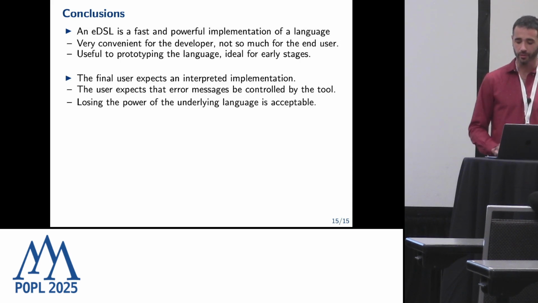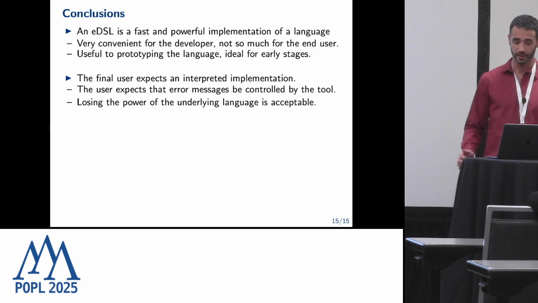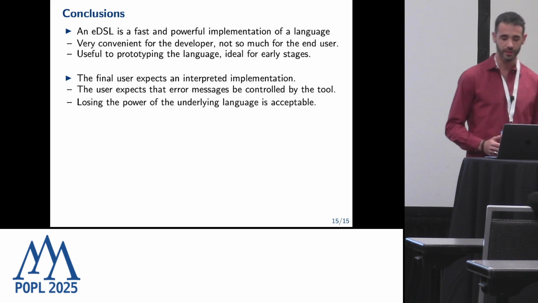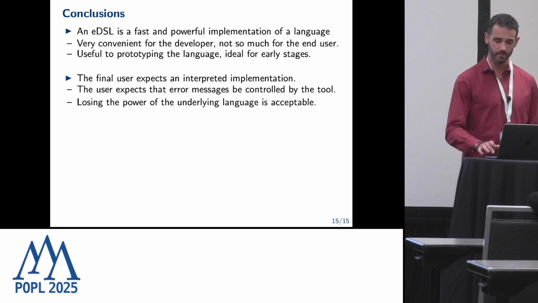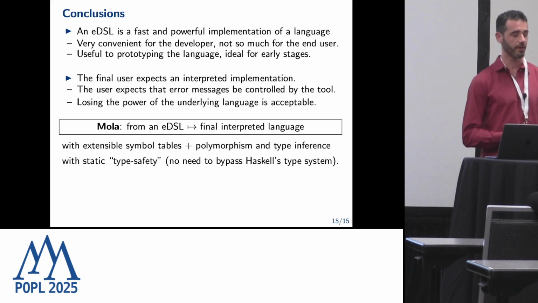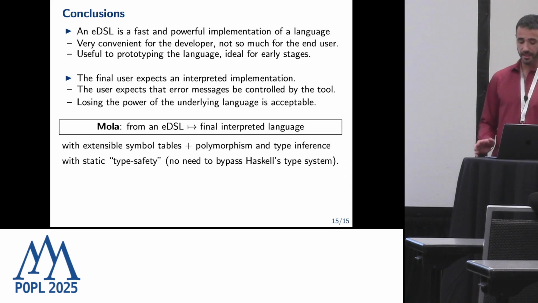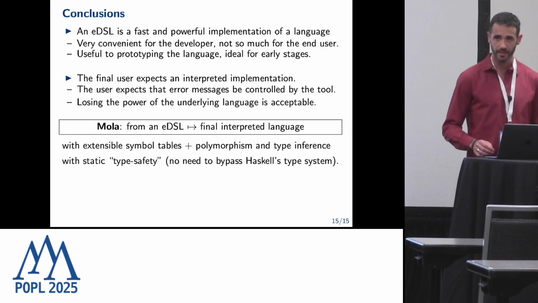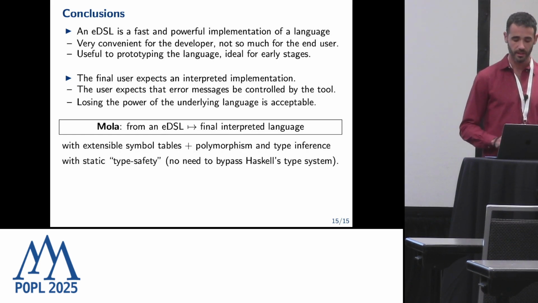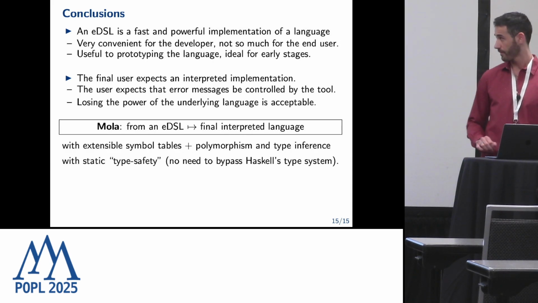But an end user will usually expect an interpreted implementation. So the error messages have to be in the realm of the tool itself and not the underlying language. And usually losing the whole power of the underlying language is acceptable. So with Lola, we found a way to move from an EDSL to a finally interpreted language, maintaining extensibility with symbol tables and with polymorphism and type inference. And we were able to do all of this without losing type safety.